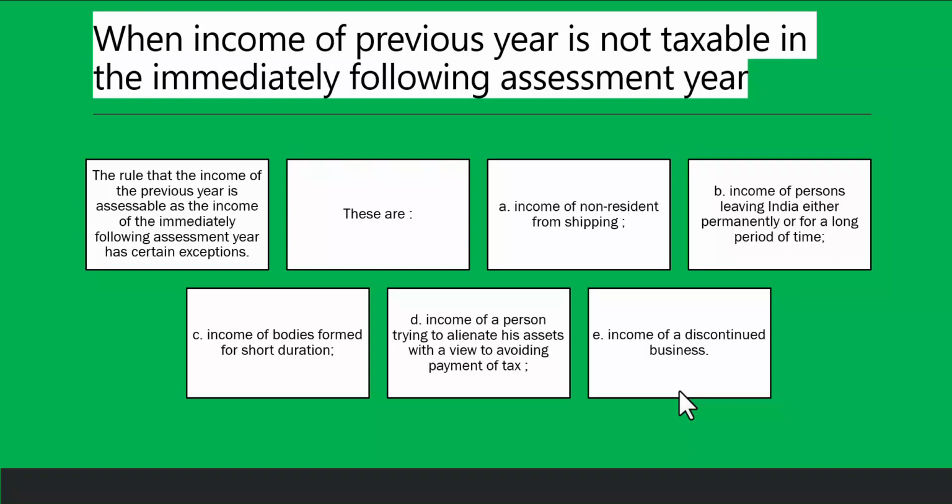Now, suppose somebody is trying to alienate his assets or destroy his assets, or trying to avoid payment of tax. So in that case also the same rule will apply. So if you discontinue any business during the year, in that case also your income can be assessed in the same year.